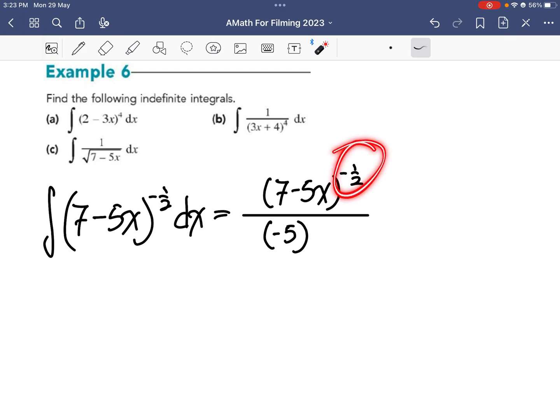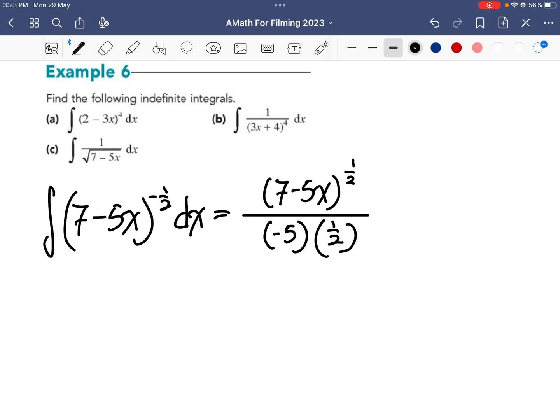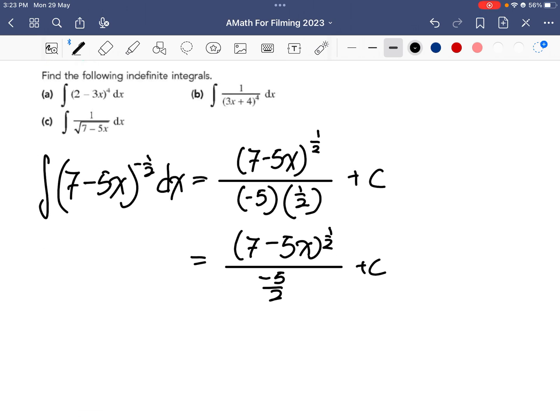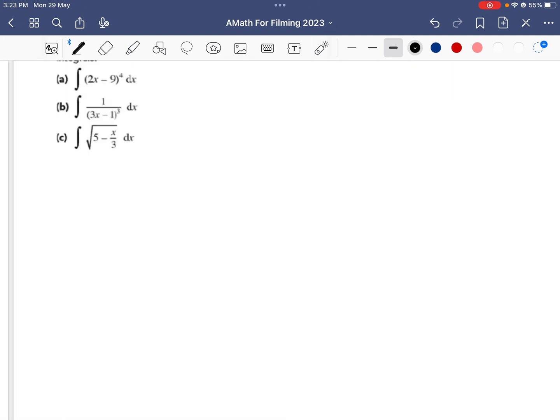Let's just divide by negative 5. Negative half plus 1 is positive half, so the index becomes positive half. I must divide by the new index, this half, adding my constant there. So what I have here is (7 minus 5x) to the power of half, and my denominator yields negative 5 over 2, plus c. So 1 divided by negative 5 over 2 gives me negative 2 over 5. Hence, this will give me negative 2/5 square root of (7 minus 5x) plus c.